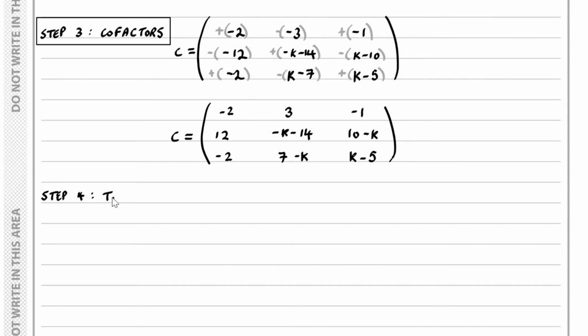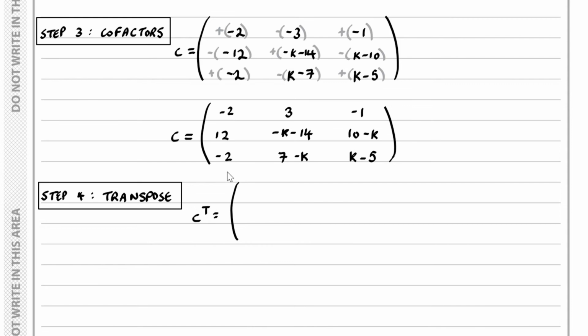This is to transpose the matrix of the cofactors. So when we talk about transposing the matrix of the cofactors, what we need to do is swap the rows and columns.